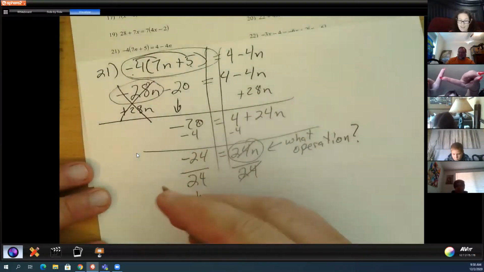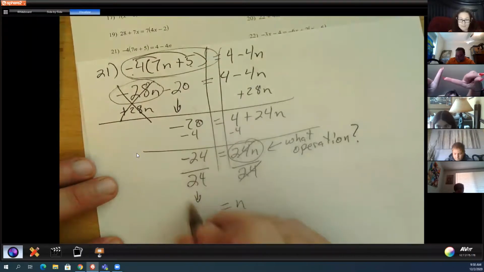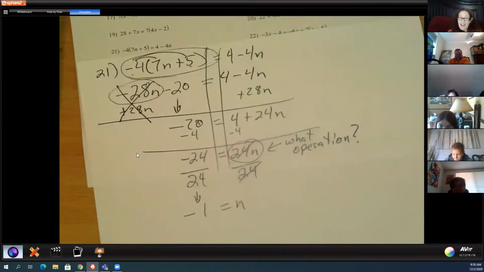What'd she say? She had one finger held up and the other one to the side to show -1. Peyton, the same. That's right. Yeah. And we don't care that the n is on the other side.